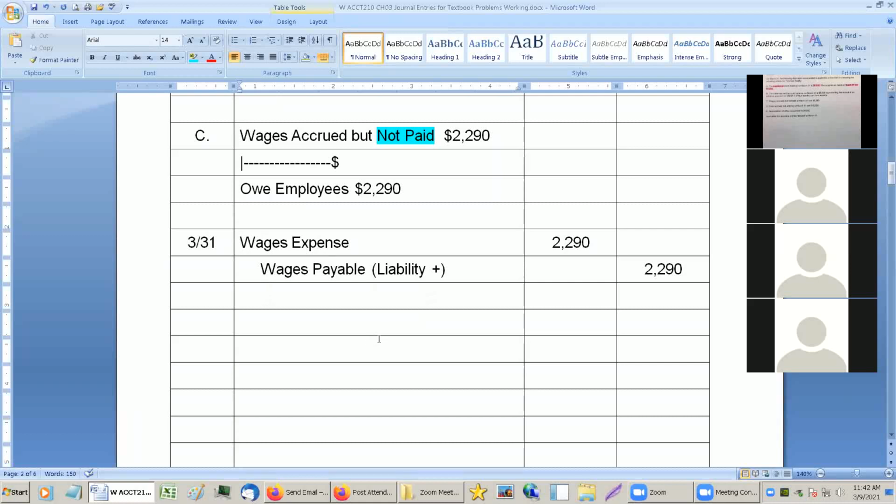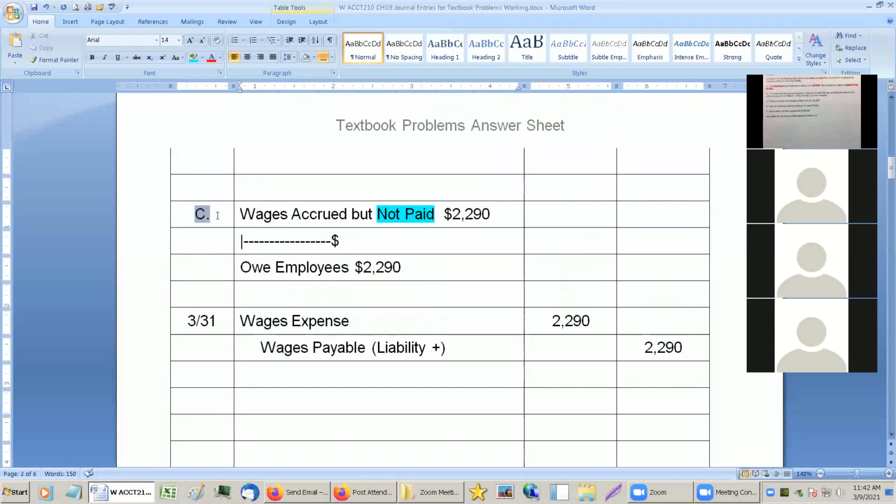Now, in accounting, stuff like this takes a lot of time, because you have to figure out how many hours people worked, and you can imagine if you have thousands of employees, figuring out how much you actually owe them can be a little bit difficult. Okay, so that was C.